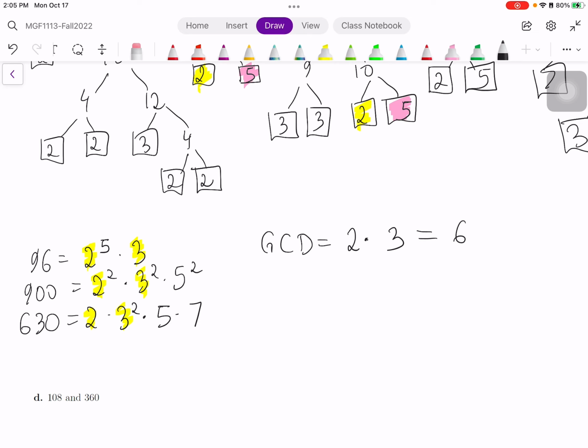So that's 6. Greatest common divisor. Let me write it down. Greatest common divisor of those 3 numbers, 96, 900, and 630, ended up being 6.